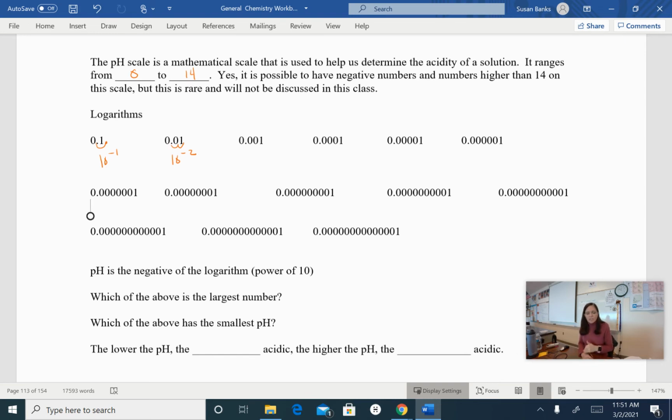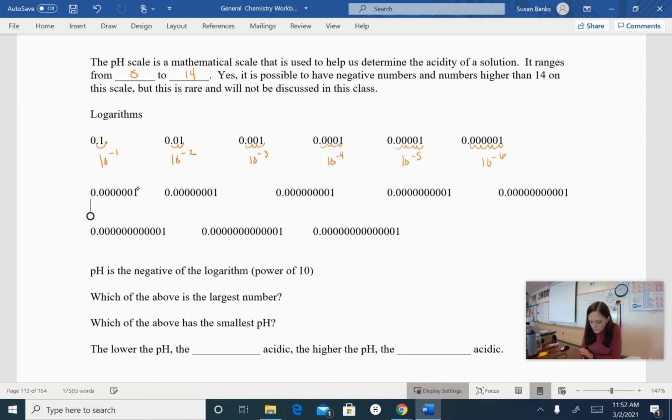Okay, you ready to check your scientific notation? Okay, so this I had to move 1, 2, 3, so 10 to the negative 3. Okay, 1, 2, 3, 4, so 10 to the negative 4. Let's see, 1, 2, 3, 4, 5, 10 to the negative 5. 1, 2, 3, 4, 5, 6.